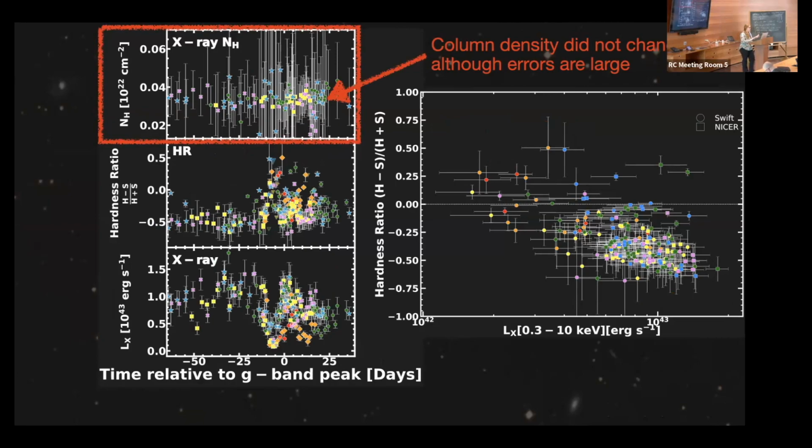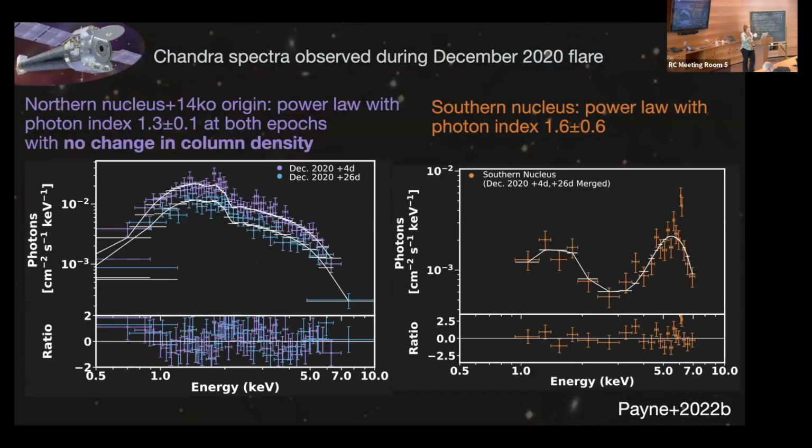But thankfully, we have another data set to support this, and that's with Chandra spectra. So I obtained 2 Chandra spectra through DDT. These were taken during the December 2020 flare, which also showed no change in the column density. And the Chandra spectra are pretty important here because Chandra can separate out the 2 sources, which is extremely important because we know that there are 2 AGN in the system. The Chandra data also showed that the northern nucleus, which again is 14ko, overall is dominated by softer X-rays, whereas the southern source is definitely more dominated by harder X-rays.